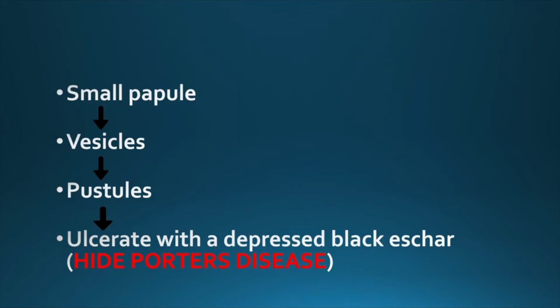First, a small papule appears in the body. Then it will become vesicles that contain serosanguinous fluid. Vesicles become pustules. Pustules become ulcerated with a depressed black eschar. So it is also known as Hide-porter's disease.